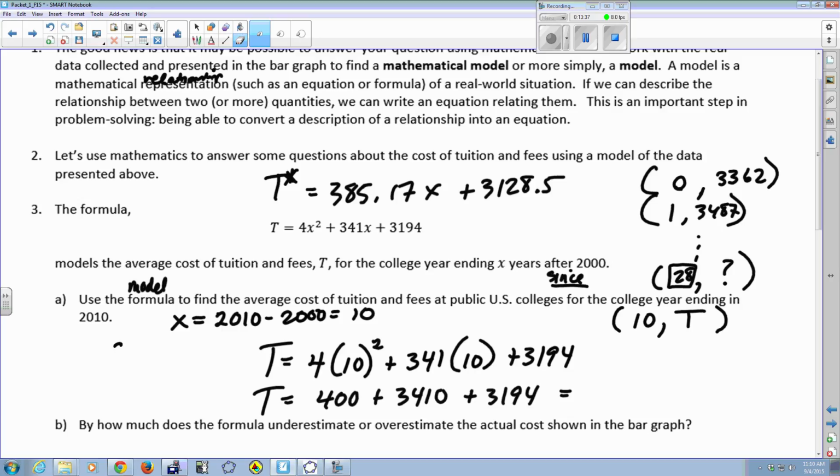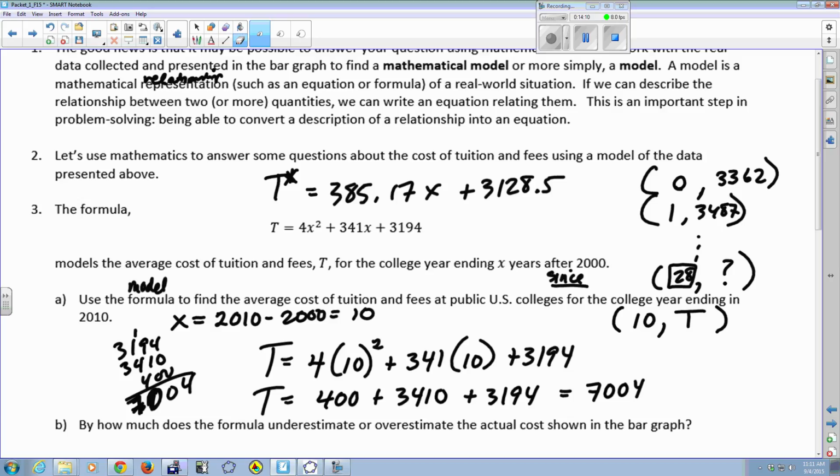And so off on the side, I don't have my calculator. I do, but I just wanted to use my brain for a little bit. 489. Oh, is that right? Did I do that right? Doesn't look right. Oh, so it's this way. Okay, so I added wrong. 7,004. So is that 7,004 the actual amount of tuition and fees in 2010?